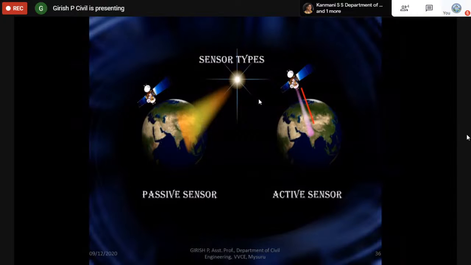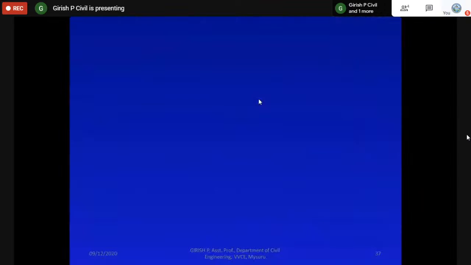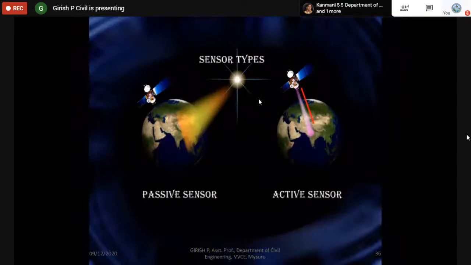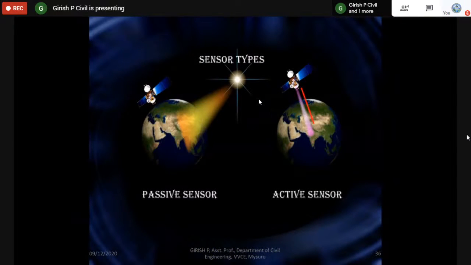This is the one image that greatly shows how active sensors illuminate with their own source of energy. In the passive sensors, as I already told you, when there is energy radiation, it will capture that particular object. But here in the active sensors, if you see, another illuminating energy is used to capture the data regardless of time, regardless of season.